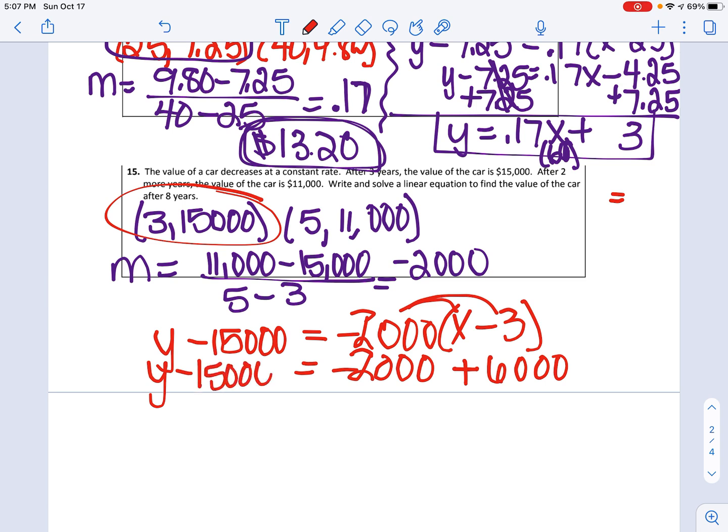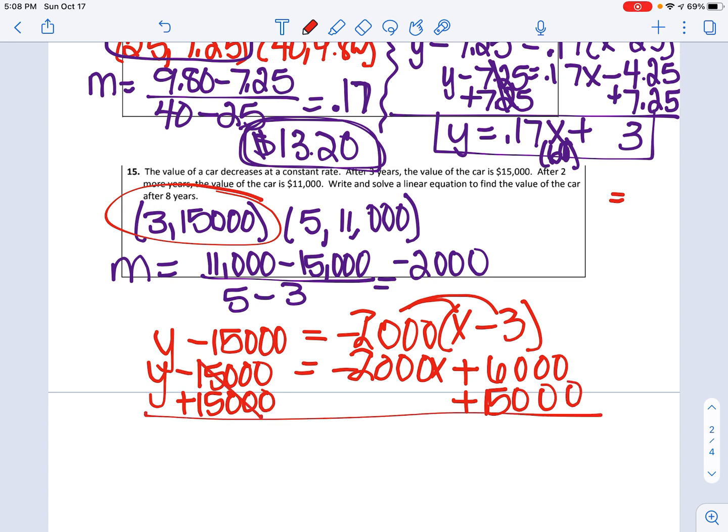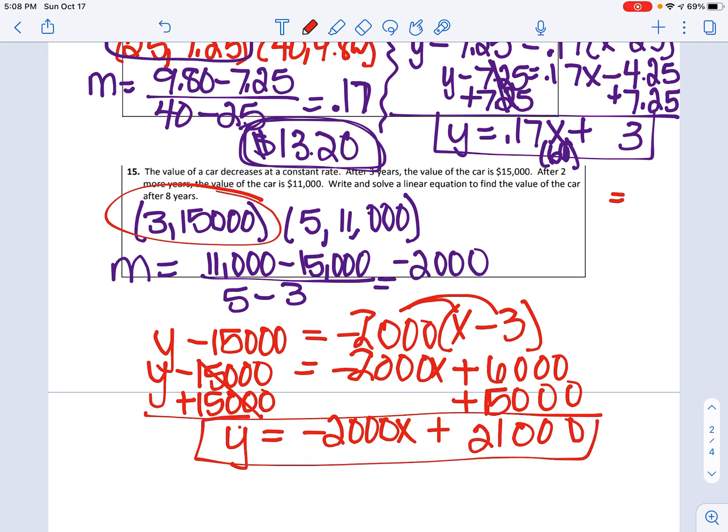And then I'm going to add 15,000 to the 6,000, actually, because that doesn't have an x. Which gives me 21,000 over here. Negative 2,000x, y equals negative 2,000x plus 21,000. That's our equation in slope-intercept form.